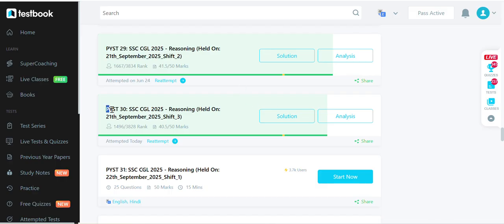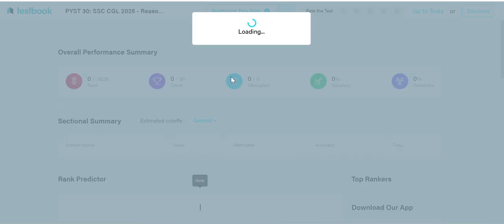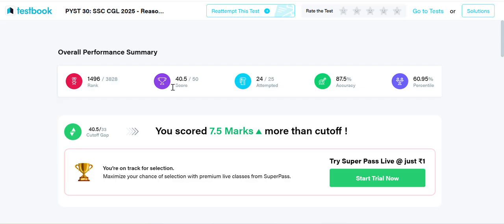So this was the mock test which I attended. SSC CGL 2025, which was held on 21st September 2025. It was a shift 3 question paper. Let's analyze it. So I secured 40.5 marks, which is fine, but it should be above 42 or 43. That's my target as I'm preparing for this exam.